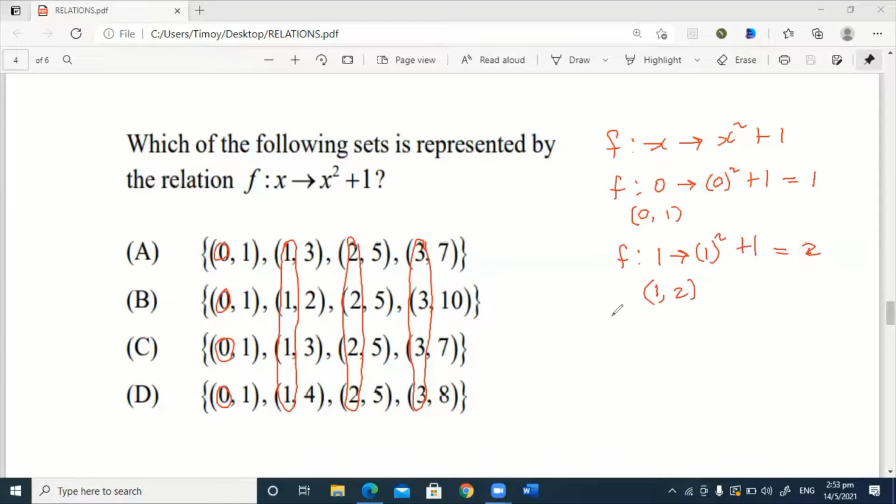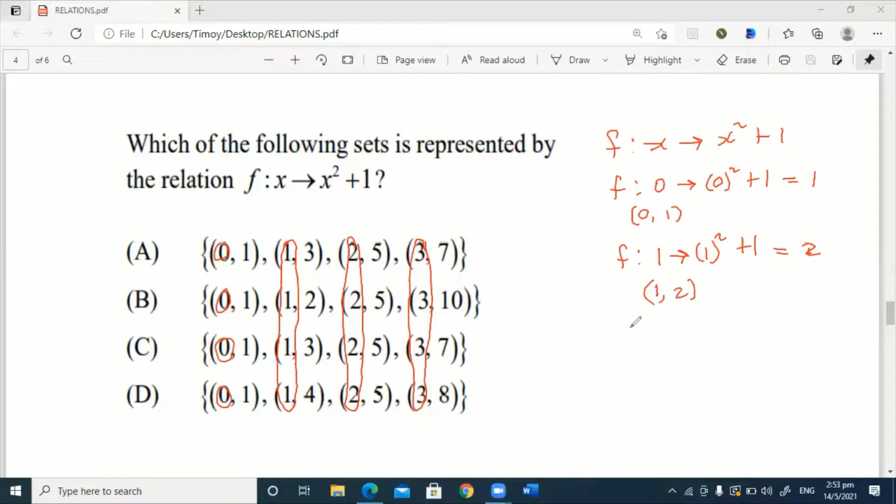When you look at the options here, option A is 1, 3. For option B, it's 1, 2, which is the value that we get. For option C, it's 1, 3. And for option D, it's 1, 4. We could stop here and choose B as our answer. But for safety, let's do one more to make sure in case we made a mistake in our calculation.